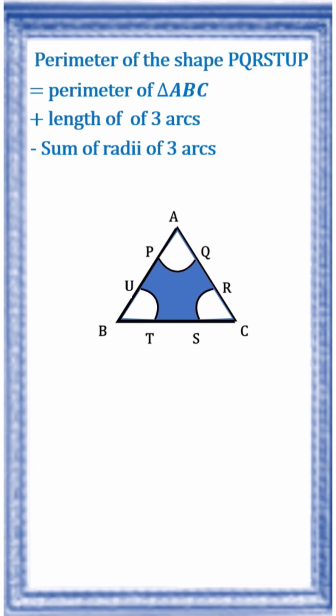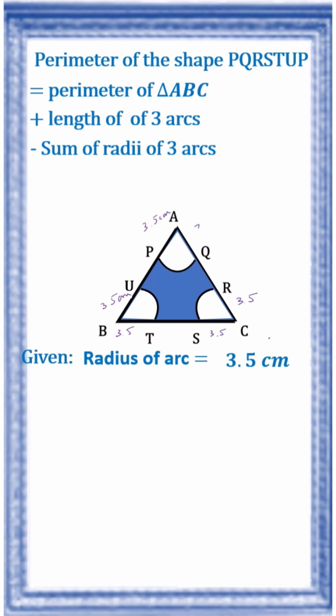We are already given what? The radius of the arc is 3.5 centimeter. This is 3.5, this is also 3.5 centimeter, like that, 3.5, 3.5, 3.5, 3.5 centimeter. The area of triangle ABC is given here. What is it? 49 root 3 centimeter square.